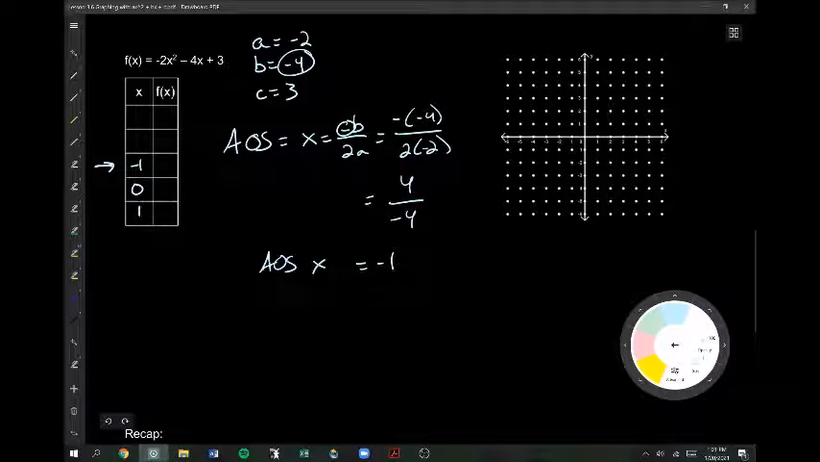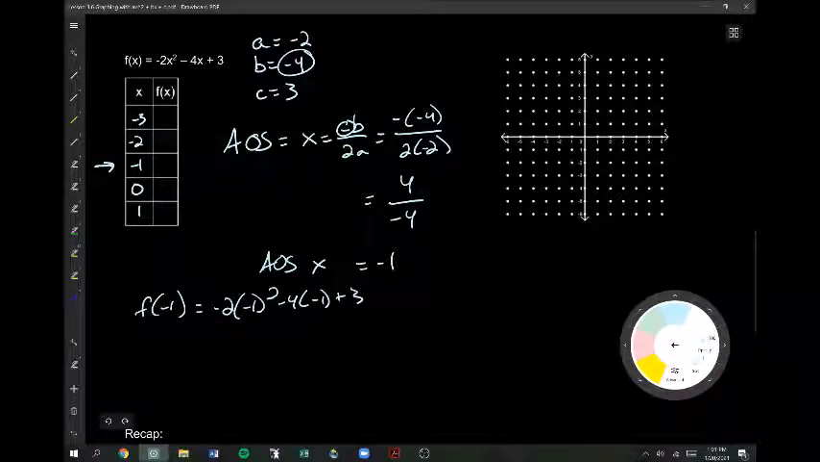I'm going to go up a few points and down a few points and plug in these 5 numbers. Although I really just plug in 3, because if I find this one, I get this one. And if I find this one, I get this one. So let's do negative 1 first. F of negative 1 is going to be negative 2 times negative 1 squared minus 4 times negative 1 plus 3. So I just write it out first. And do the squaring first. Negative 1 squared is positive 1.